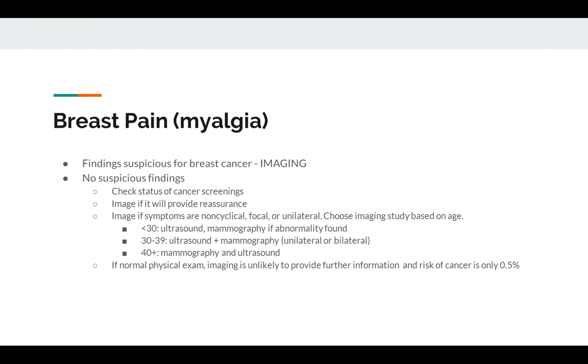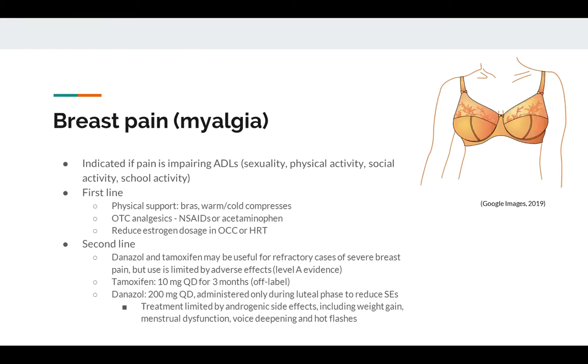In terms of the workup for breast pain, if there is a potential for breast cancer based on your history and physical, you are going to do imaging. If there's no suspicious findings, you're probably going to just make sure that their cancer screening is up to date. You can still do imaging if you think it's going to provide reassurance for the woman, and we choose our breast imaging based on age. However, if there's a normal physical exam, the imaging is unlikely to provide further information because the risk of cancer is so low.